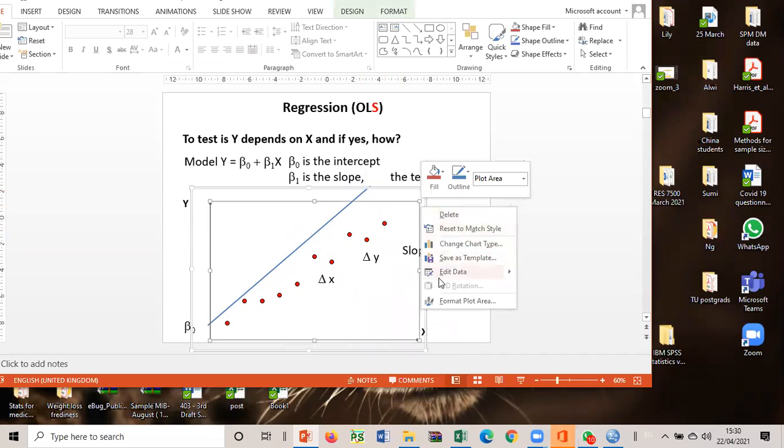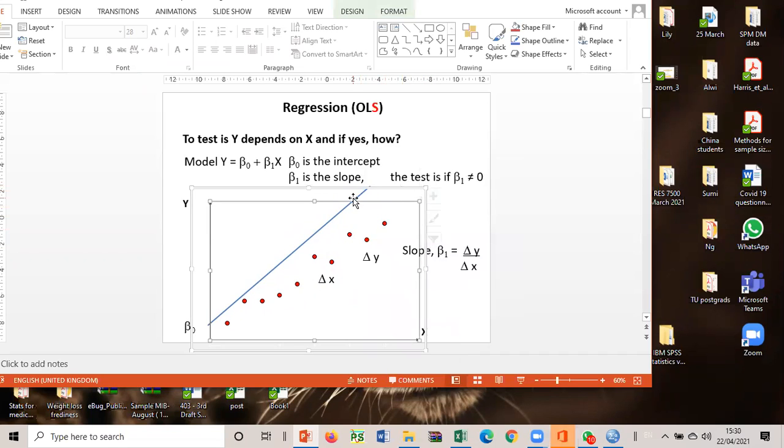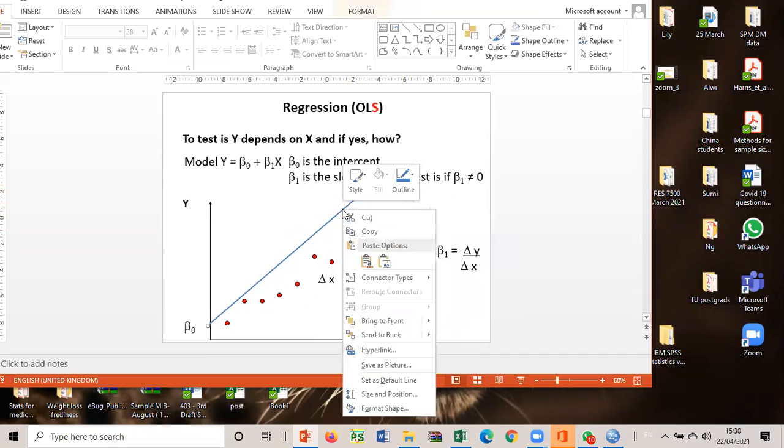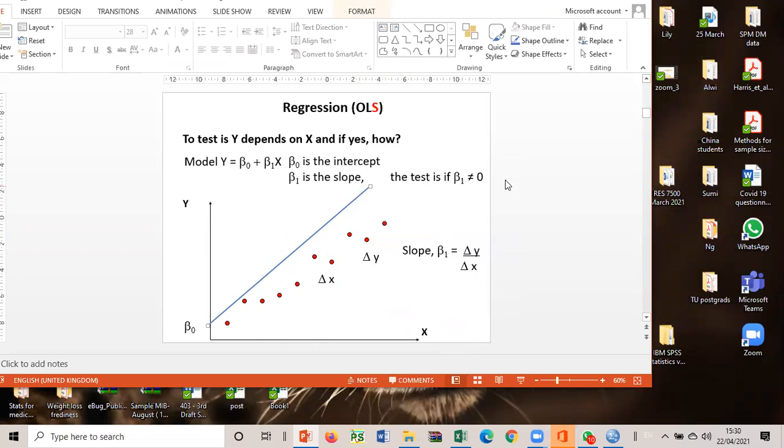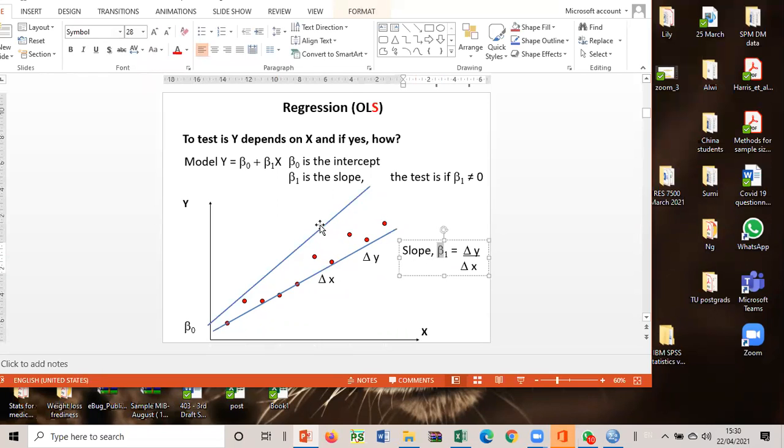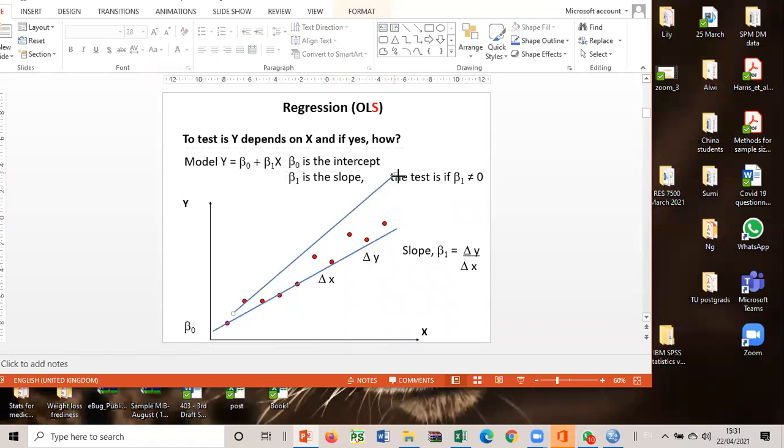Compare slope 1, slope 2. Slope 2 is steeper than slope 1. So what does it mean? Slope 2 steeper than slope 1 means what? The B value will be higher here compared to here, right? That's a slope, isn't it? Yes. Basically, it tests whether the slope is 0 or non-zero.